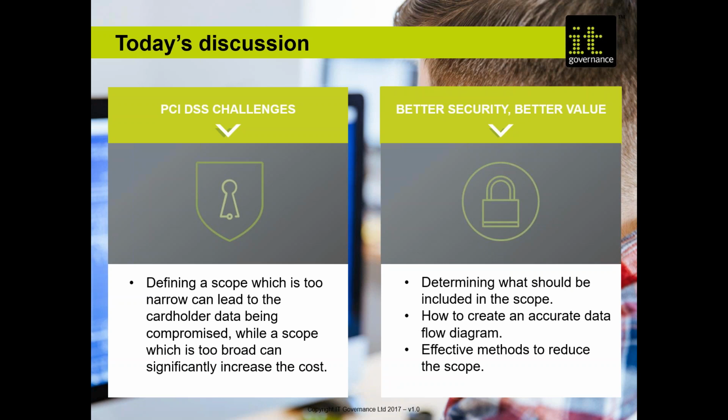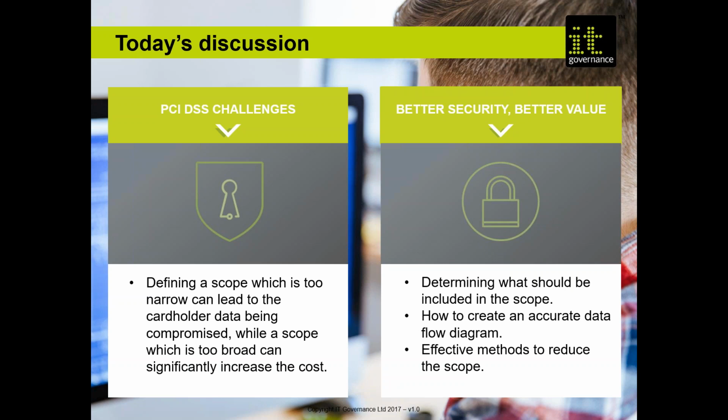Defining a scope which is too narrow can lead to the cardholder data being compromised as things get ignored or missed, while a scope which is too broad can significantly increase the costs, which is why the PCI Security Standards Council strongly recommends reducing the scope to an acceptable minimum. But it's often difficult for organizations to determine what is meant by scope, and where the environment is complex, how to determine a suitable approach to determine that scope.